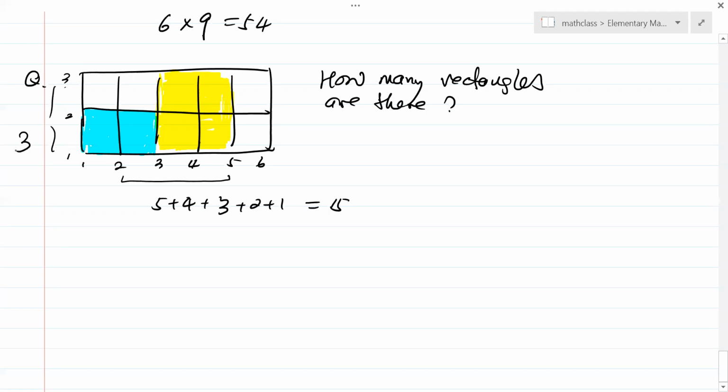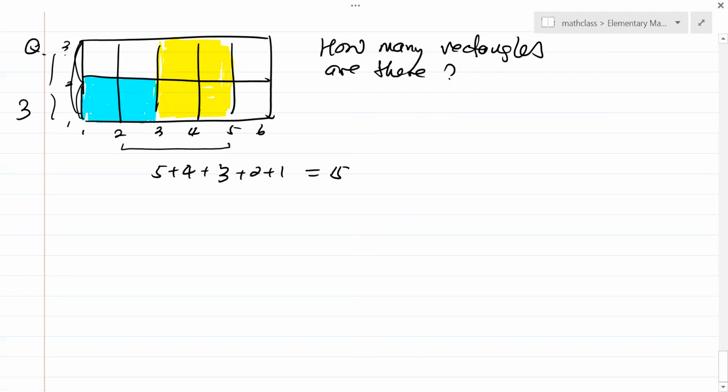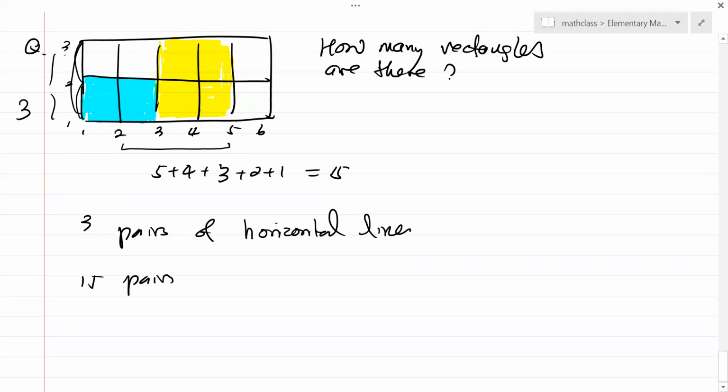3. Why? Because 1, 2, 1 from right, and then another one. The 3 pairs. So you have 3 pairs of horizontal lines and 15 pairs of vertical lines. Right?